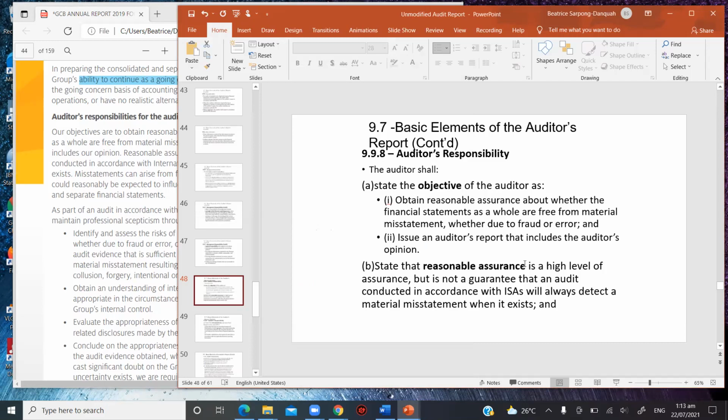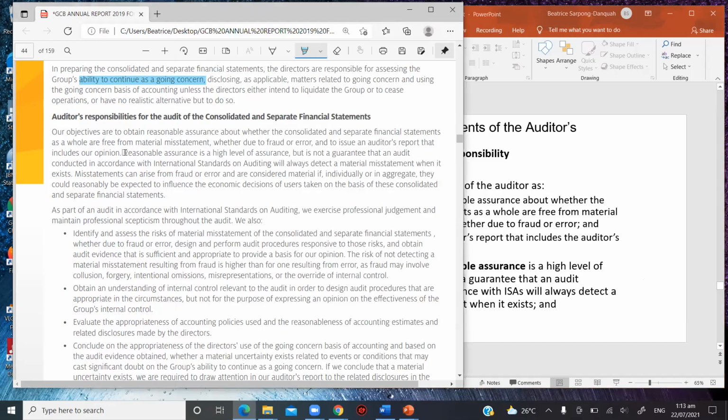He also stated that reasonable assurance is a high level of assurance, but not a guarantee that an audit conducted in accordance with the standards will always detect a material misstatement when it exists. So here, the auditor is educating his readers on what reasonable assurance means. Let's come here and find out if he did it. So reasonable assurance is a high level of assurance, but not a guarantee. So you see that it is the auditors of GCB, Deloitte and Touche, educating his readers on what reasonable assurance is.